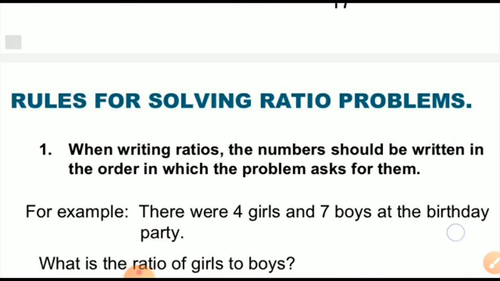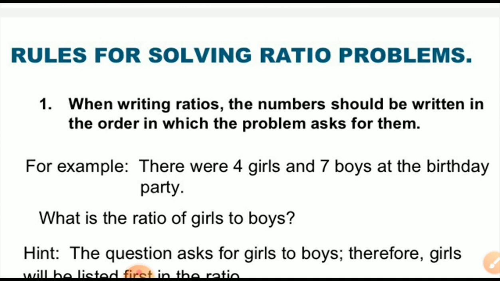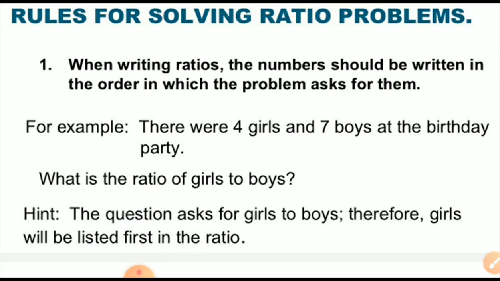Rules for solving ratio problems. When writing ratios, the numbers should be written in the order in which the problem asks for them. For example, there were 4 girls and 7 boys at the birthday party. Students, be careful, read the question carefully. Girls are 4, boys are 7. What is the ratio of girls to boys?